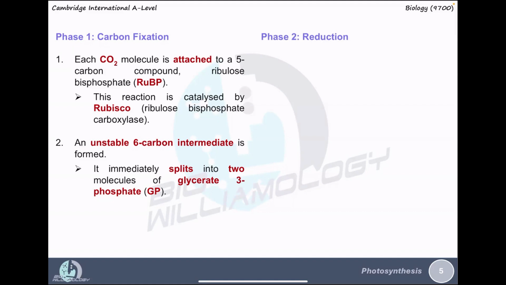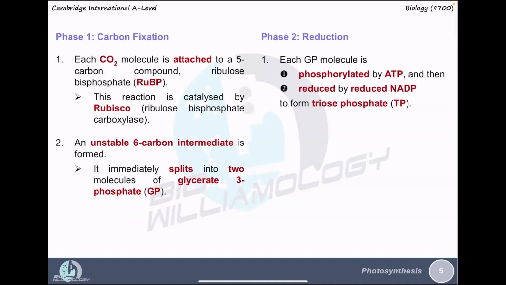In phase 2, which is the reduction phase, each GP or glycerate 3-phosphate molecule is phosphorylated by ATP and then reduced by reduced NADP to form triose phosphate. For every 6 carbon dioxide molecules, 12 TP molecules are formed.